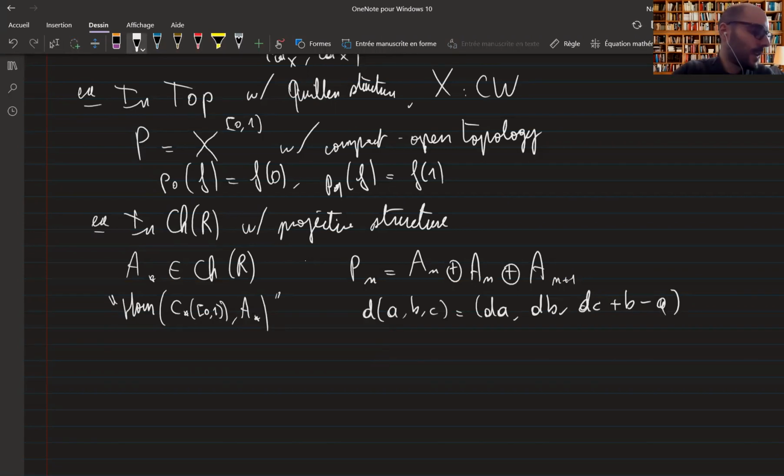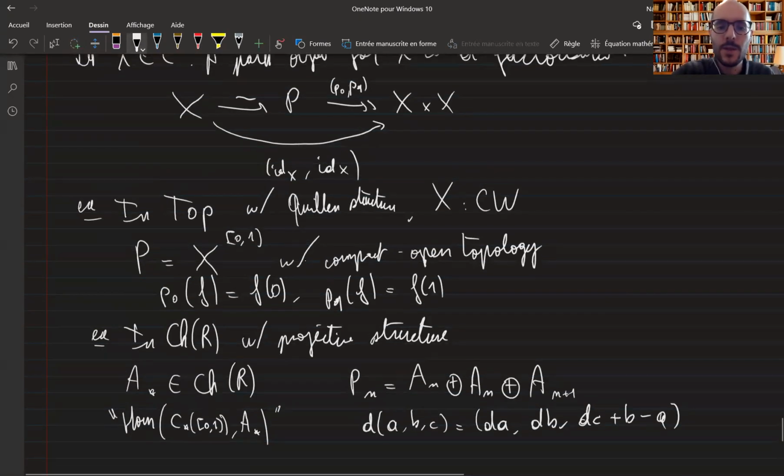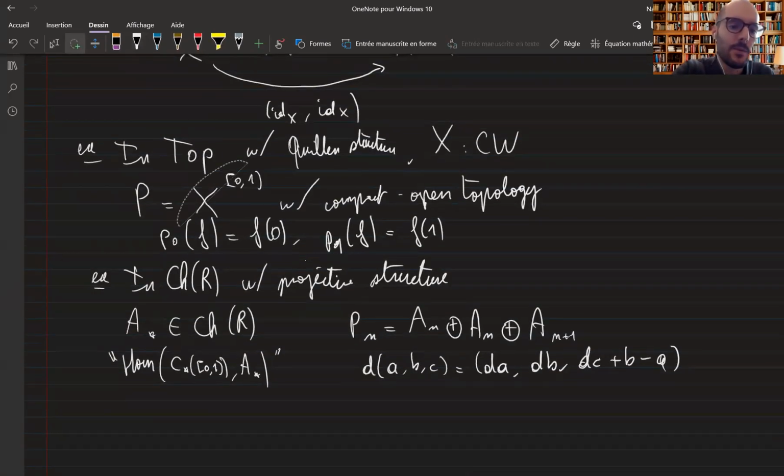All right. And so as before, you cannot always take the same path objects for all your homotopies, but in nice cases, you actually can. For example, in Top, for homotopies between CW complexes, you can always take this path object, right?